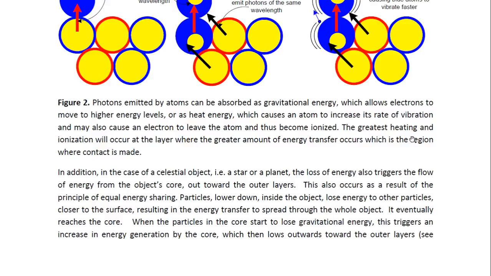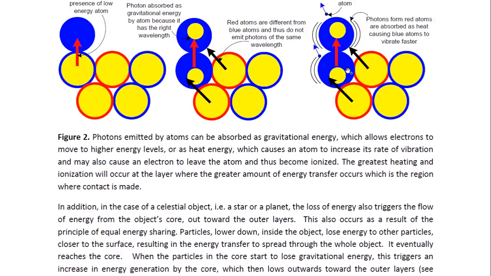Now, the greatest heating, as we can see here, tends to occur at the contact surface. So where there is contact between particles that have high energy and particles that have low energy. And this is where the most transfer occurs, because there is the greatest change from one to the other. So you can see this one is very high, this one's very low. So this is where the most transfer of energy will occur.